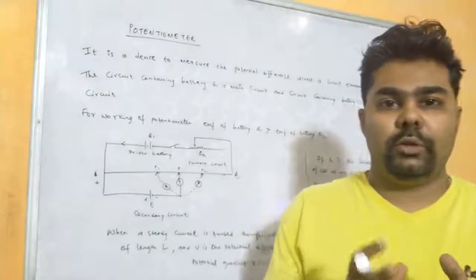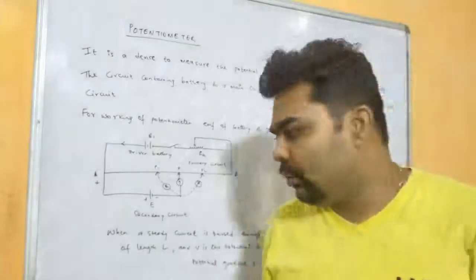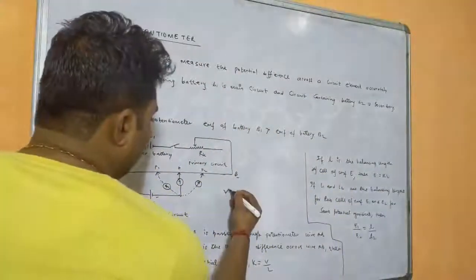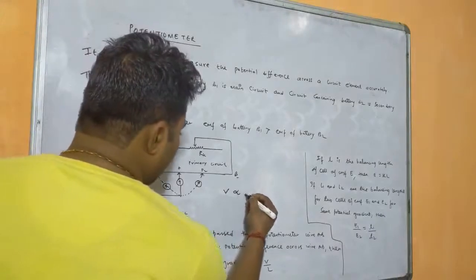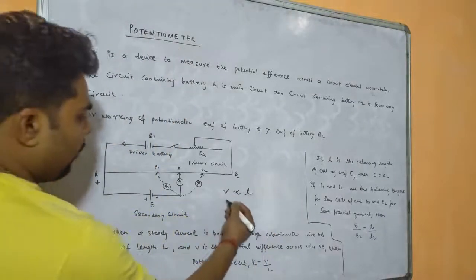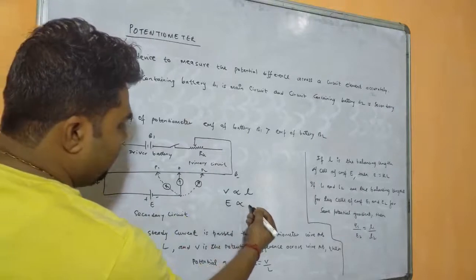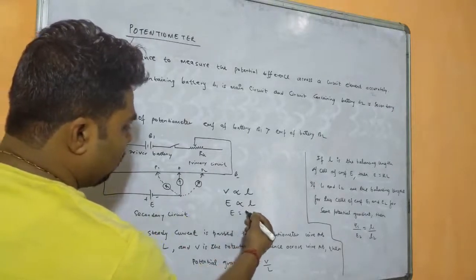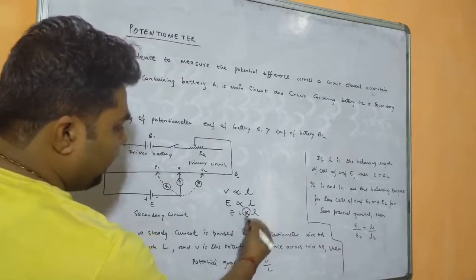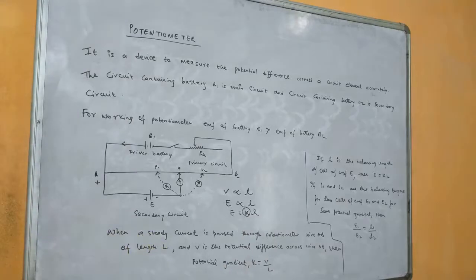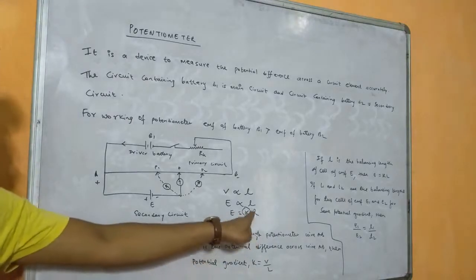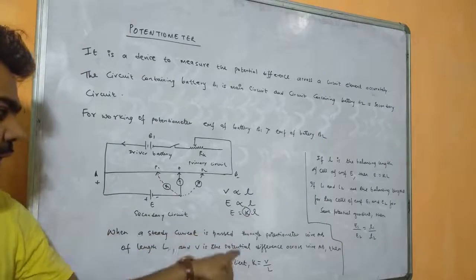That means the potential drop is directly proportional to length. That potential drop we have considered here as E. E is directly proportional to length, or E equals KL, right? Where K is the potential gradient, or potential gradient equals E by L.